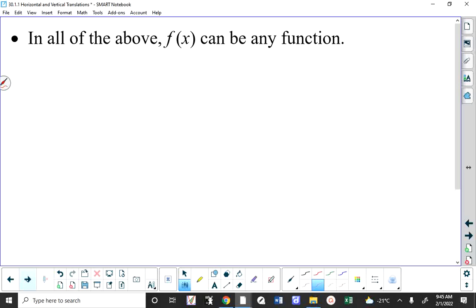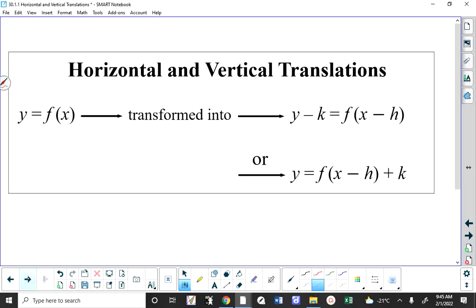And f of x can be any function. It could be x squared because that's a parabola and we know what it looks like. It could be anything. Do you have this image on your handout? Okay. Just a nice summary of everything I've said.